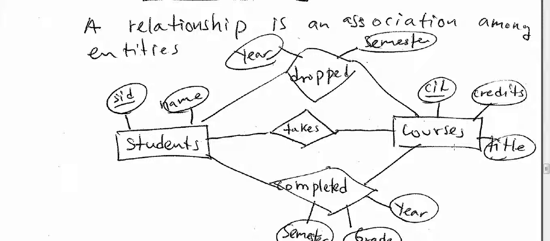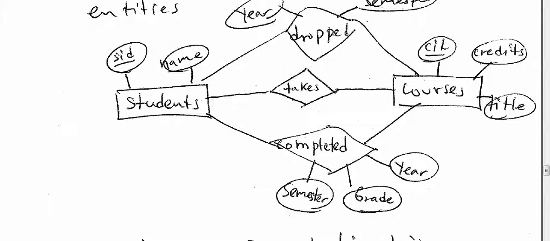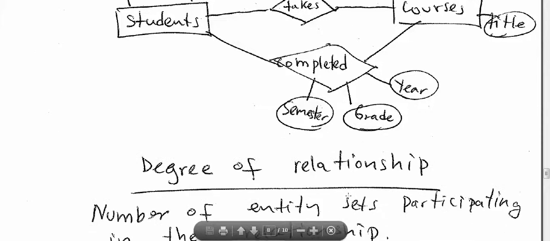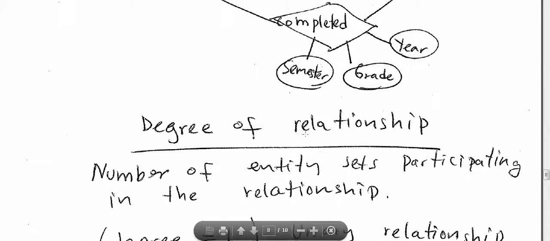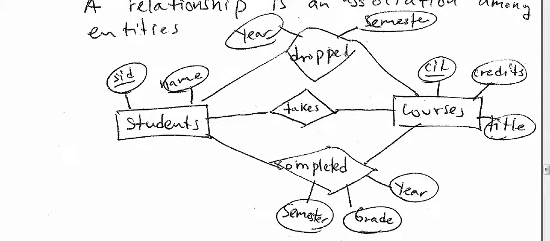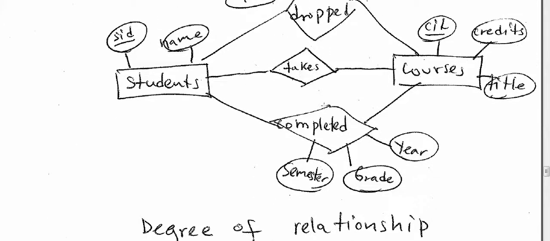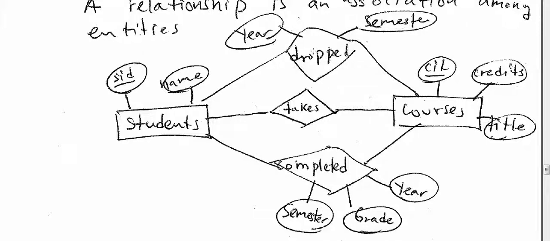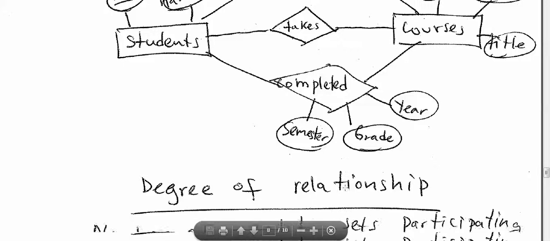Notice that relationship could also have attributes, like for example, students drop from the course. It says we record the year and the semester when that relationship happened in between those two objects. And then they say we completed. And then when they completed, look at that, we got the semester, the year, and the grade that they have. Now, the degree is the number of entities that participate in the relationship. For example, these are relationships that are binary. Why? All three. Drop has two entities, students and courses. Takes is also binary, and completed is also binary.